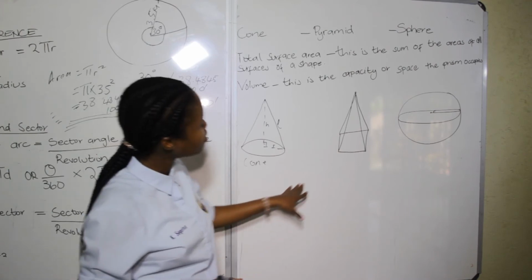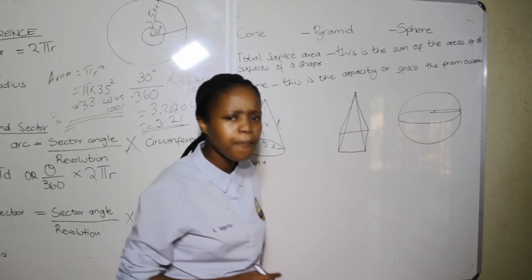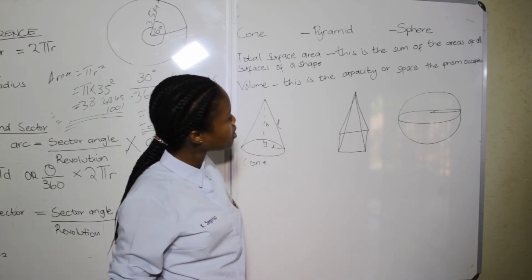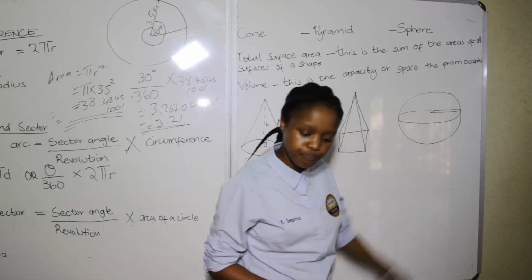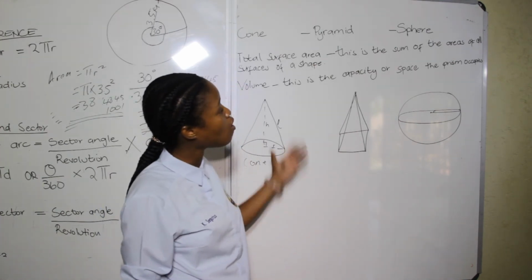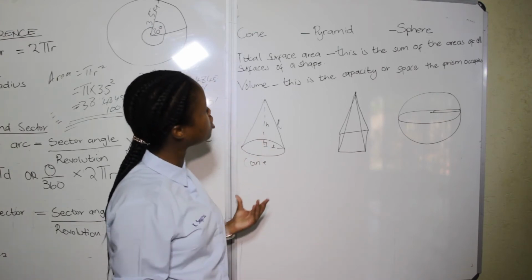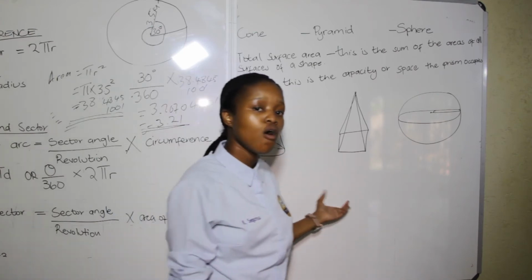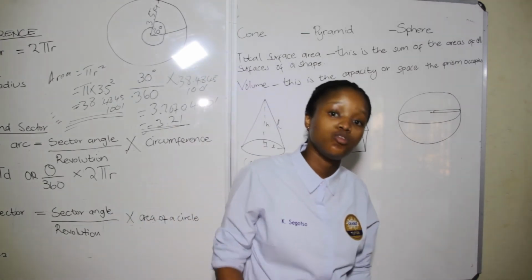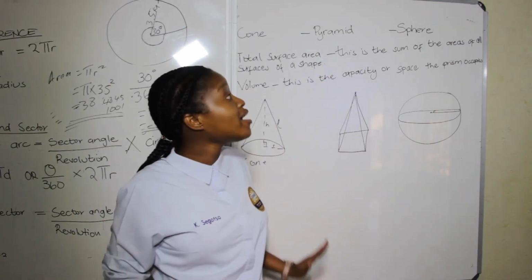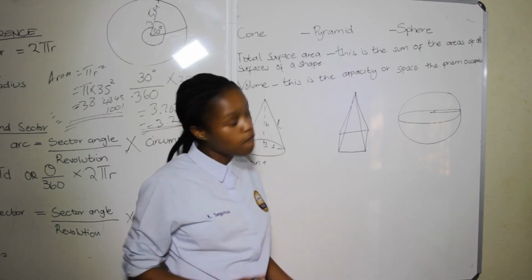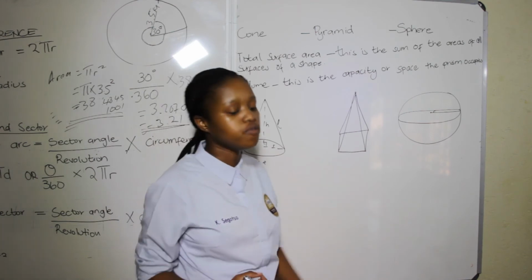And then we have the pyramid. Here is our pyramid. So a pyramid, we have what you call a triangular-based pyramid and a square-based pyramid. And then we have what you call a sphere. So on these, we're going to learn how to calculate the total surface area of all of these solid shapes, and we're going to learn how to calculate the volume of all of these shapes. So in all of your papers, your paper 1, your paper 2, and your paper 3, you are given these formulas, the total surface area and the volume of all of these.